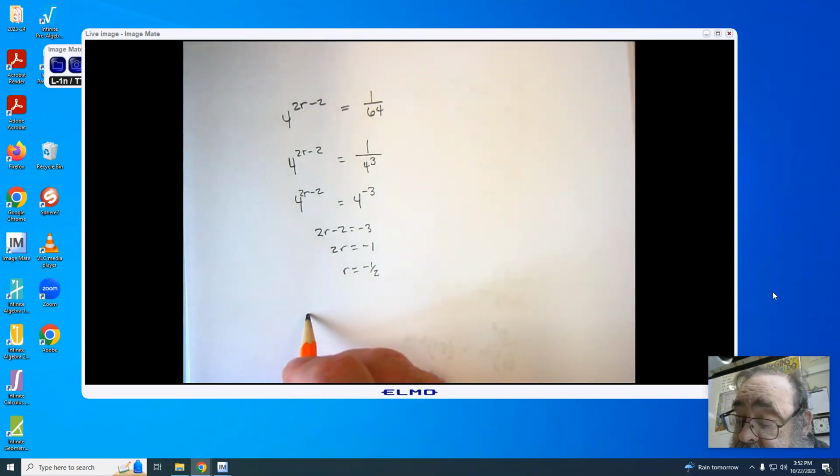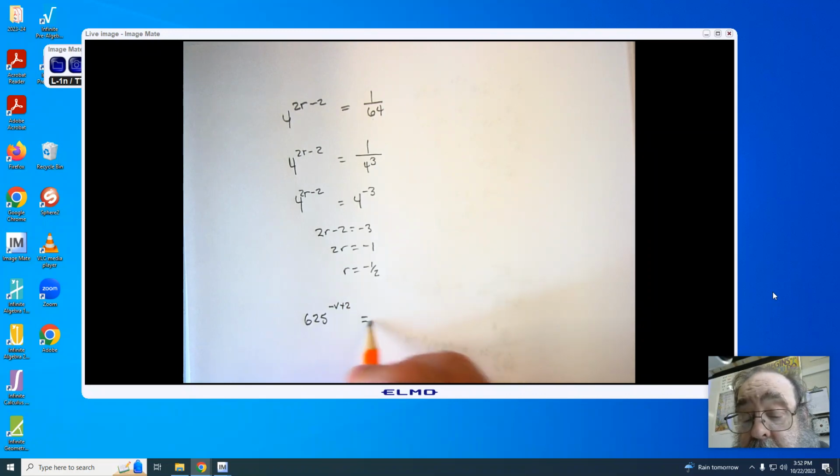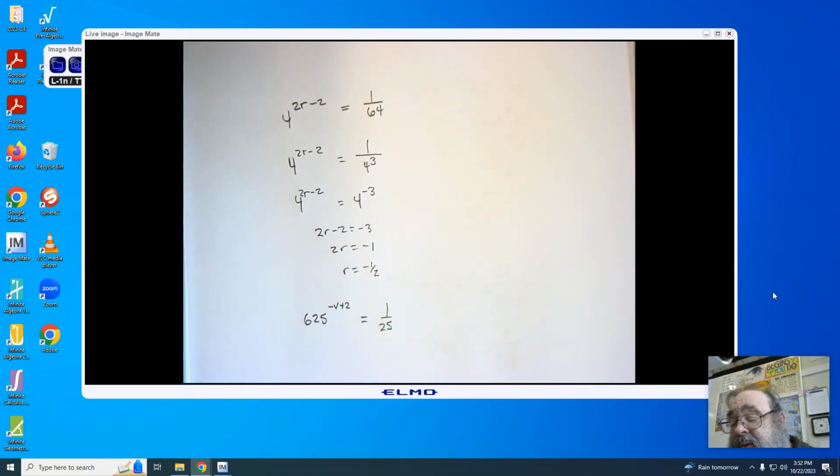We have 625 to the negative v plus 2 equaling 1 over 25. Take a moment and see if you can do this, and I will pause before I begin.